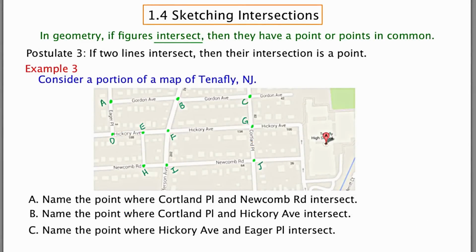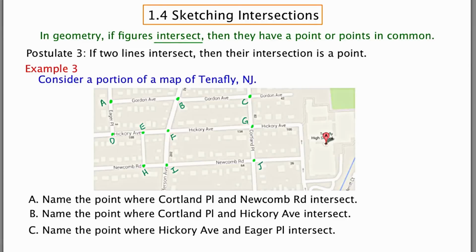Okay, geometry, now we're on the second screen. Just to review, if two lines intersect, then their intersection is a point. In our next example, we're going to consider a portion of a map of Tenafly, New Jersey. Perhaps some of you are familiar with this.